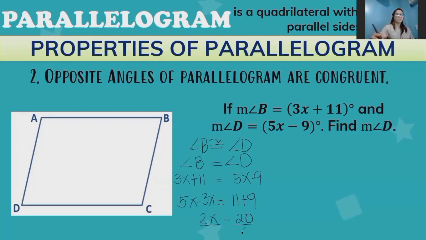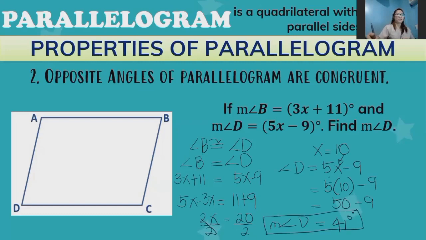And then, you divide both sides by 2. x now is equal to 10. To get the value of angle D, which is equal to 5x minus 9, just replace x with 10. So 5 times 10 minus 9 is equal to 50 minus 9. The measurement of angle D is 41 degrees. Okay? Right? If our property number one is all about opposite sides, this time it is about opposite angles, but the method on how you get the answer is just the same since they're talking about congruency. Okay, thank you, Jeff. I hope this one is clear to you. Do you have any question with this?